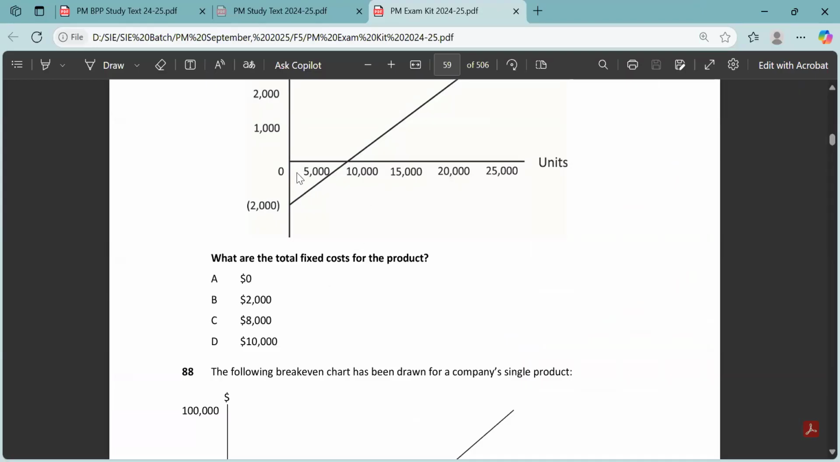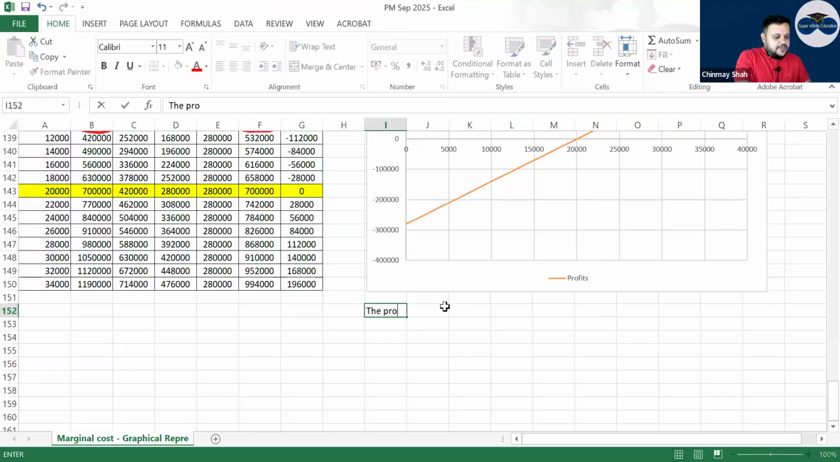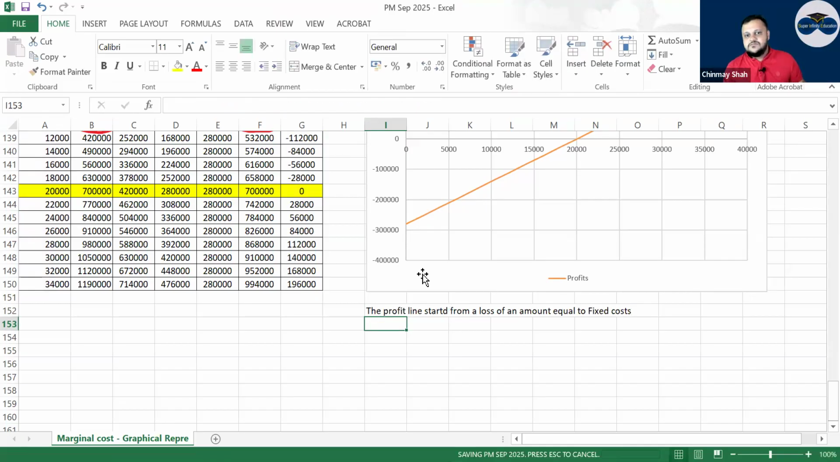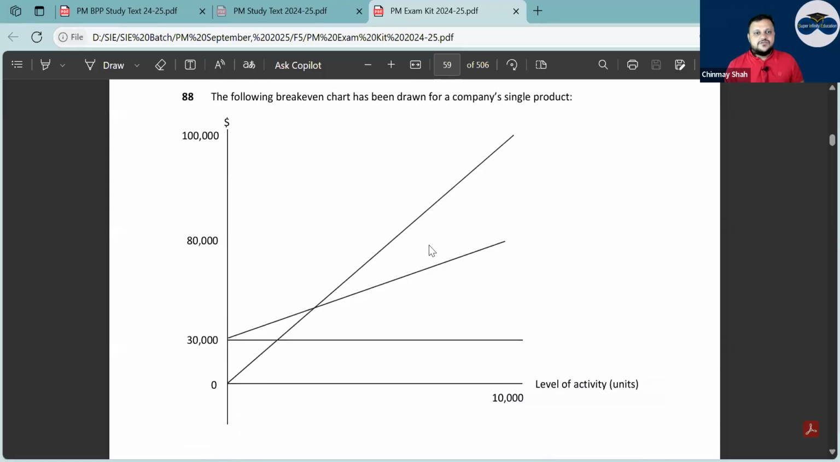Correct or not? So wherever you are stuck in a chart, what will you do? Go to the Excel sheet. So can I write here one more analysis in the Excel sheet? What should I write in the analysis? The profit line starts from a loss of an amount equal to fixed cost. Okay with it? Makes sense. So wherever you are stuck in a chart, go to that part.